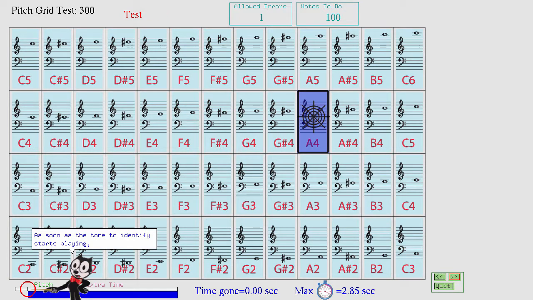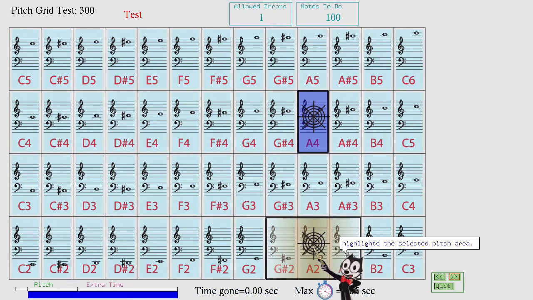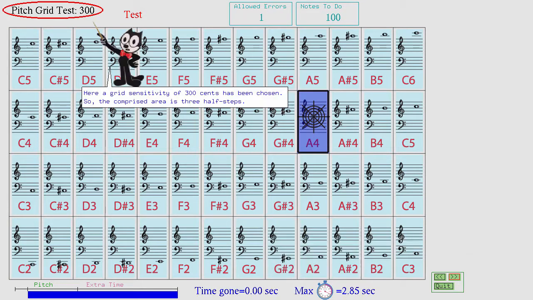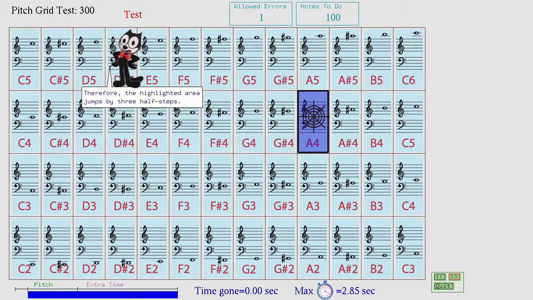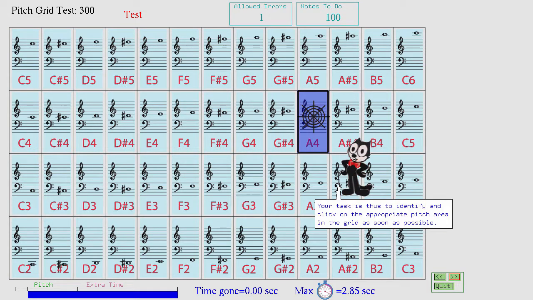As soon as the tone to identify starts playing, the timer starts running. Moving the mouse over the grid highlights the selected pitch area. Here, a grid sensitivity of 300 cents has been chosen, so the comprised area is 3 half steps. Therefore, the highlighted area jumps by 3 half steps. Your task is thus to identify and click on the appropriate pitch area in the grid as soon as possible.